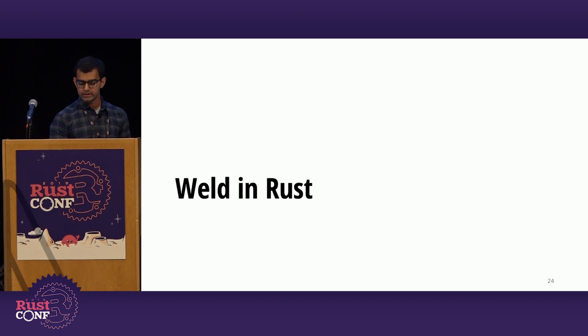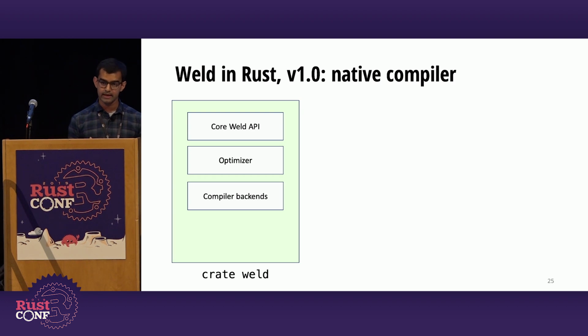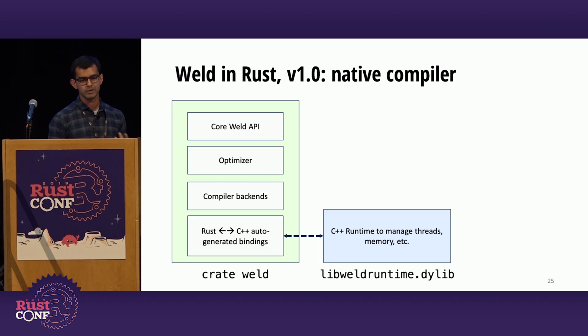OK, so I'll dive a little bit into how we actually use Rust for building Weld now. So the first iteration of Weld in Rust was basically just looking at the compiler. So we took all the Scala bits of our code, and we ported them over to Rust. So this involves the core API, the optimizer, and also the compiler backends. So to begin with, just because we were trying things out, we decided to keep the C++ runtime to do things like thread management and memory. And we basically just had some thin bindings between the main compilation part and the actual runtime part.